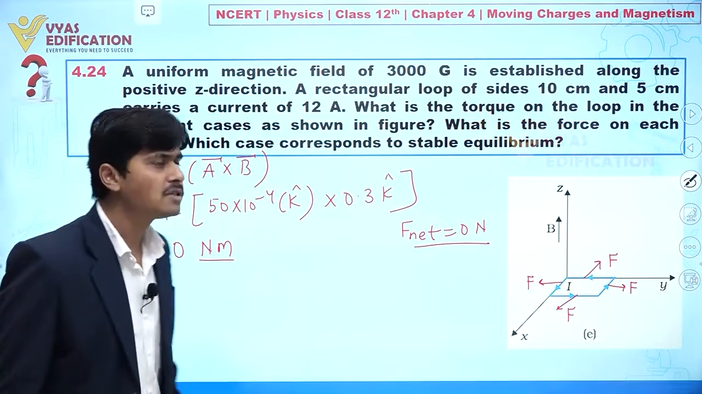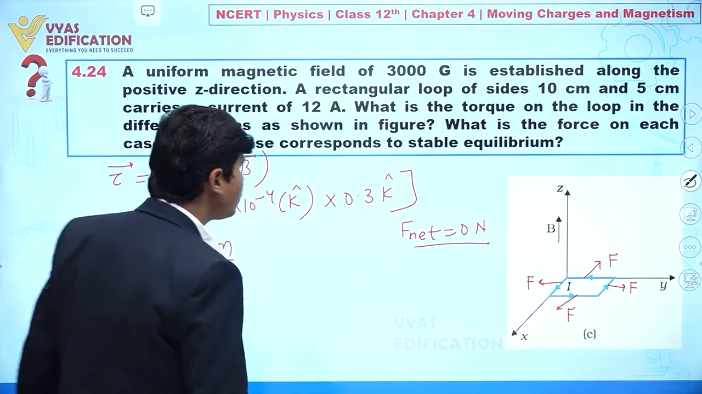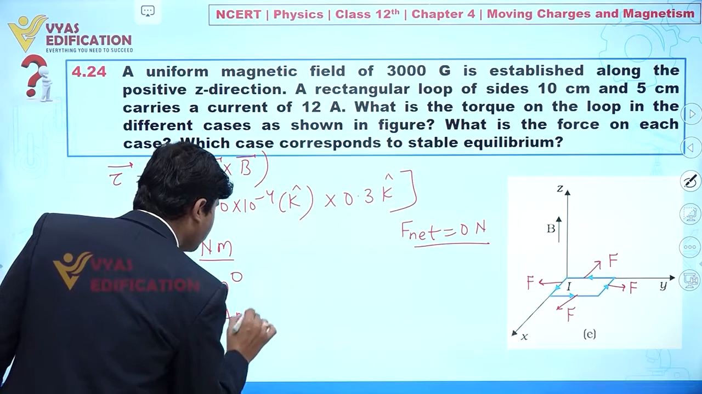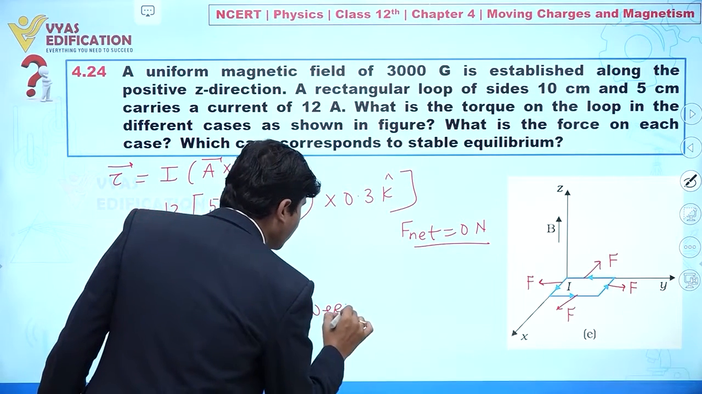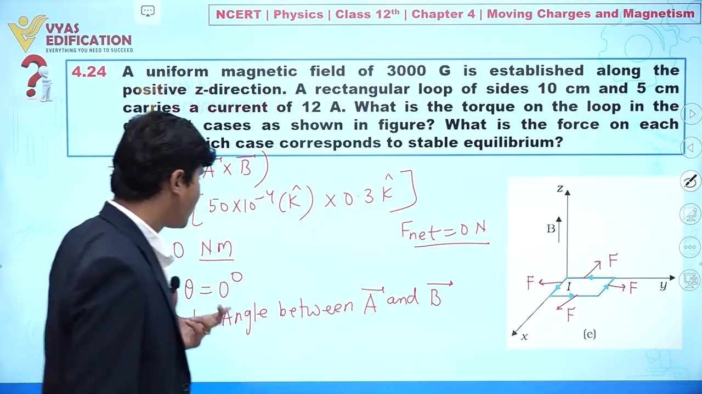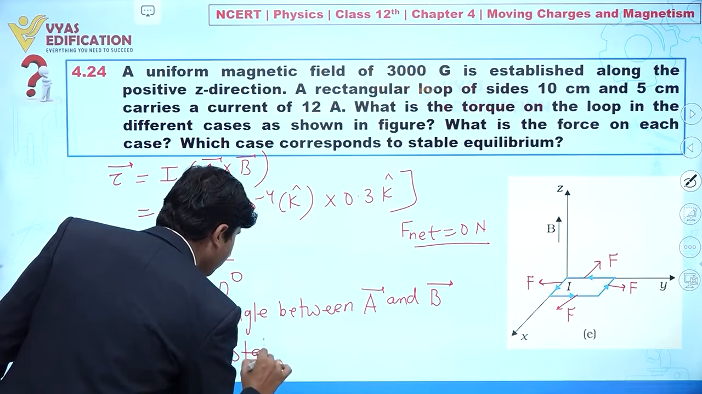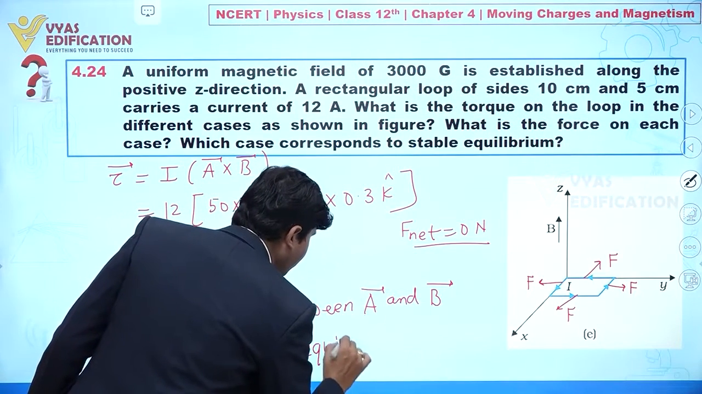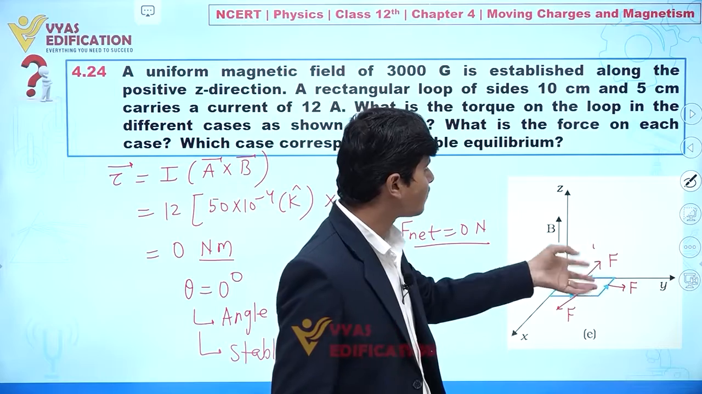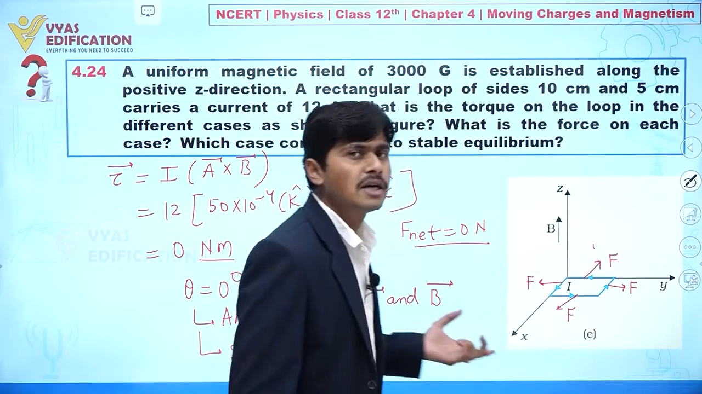Actually one more question is asked here: what is the force in each case? Clear? And which case corresponds to stable equilibrium? Now in this case we are getting theta 0. Theta is the angle between the area vector and the B vector. Whenever we have theta equal to 0, we are getting a stable position, or stable equilibrium. It means if you disturb this loop by some amount, definitely it will again come back to the same situation. So this part number E, or this diagram, represents a stable equilibrium position.